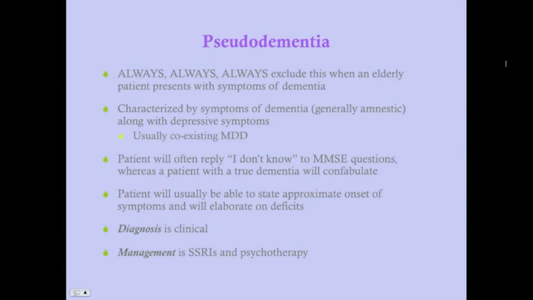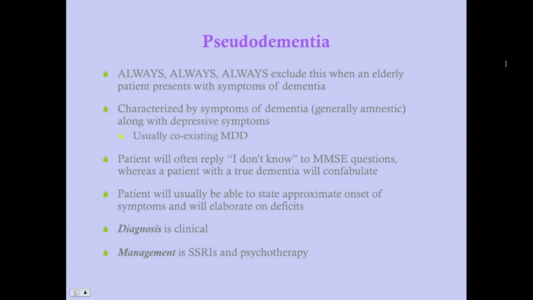What's most important here is that you identify depressive symptoms or any kind of risk factors for depression. So if they've had a recent loss, if they are living by themselves, these are all risk factors for depression. So we want to make sure that we rule out depression when a patient has symptoms of dementia. A lot of times, the USMLE is going to give you clues of pseudodementia.